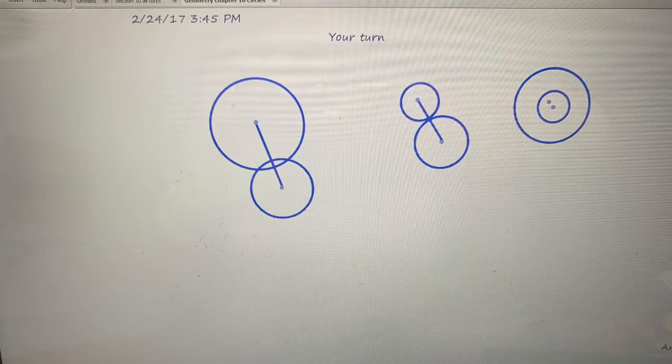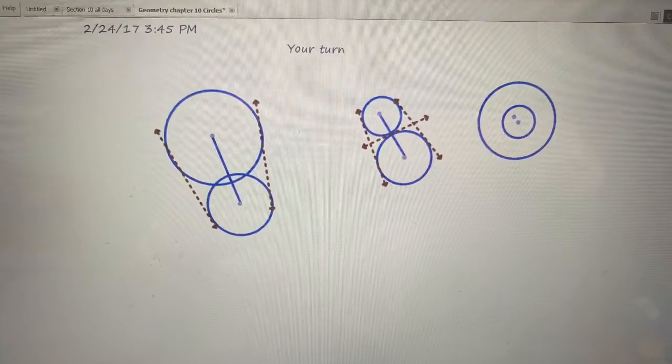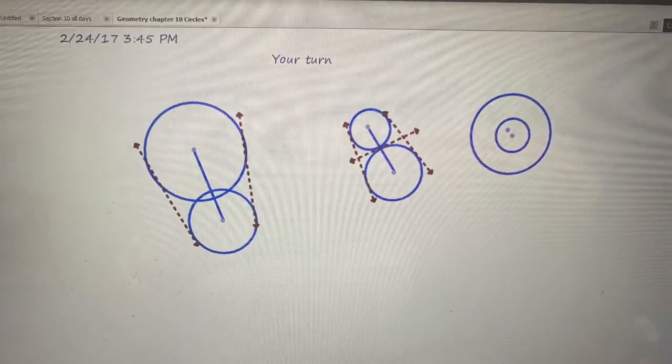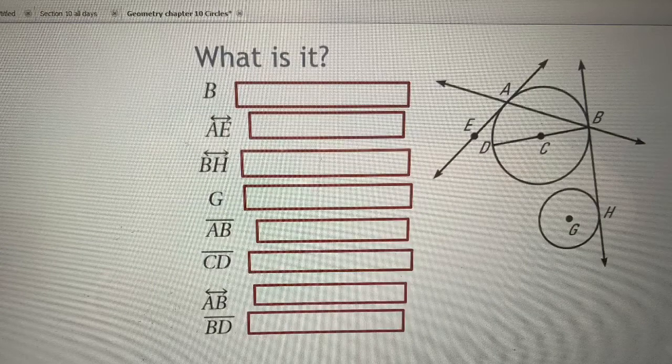Now it's your turn. Sketch these and draw your lines of tangency. Pause and then start it again to see the next page. Now this time, identify each part of the circle. Pause the video at this time, and when you're ready, you can continue the video.